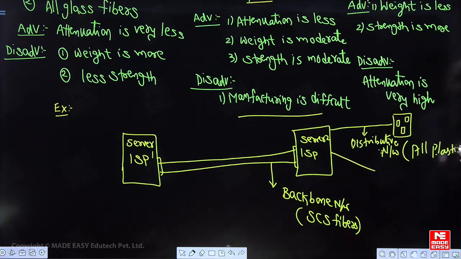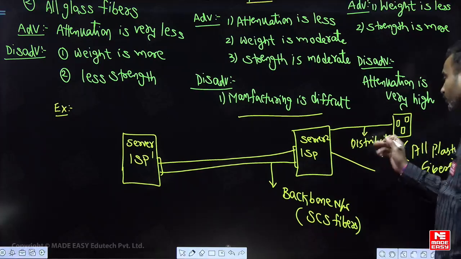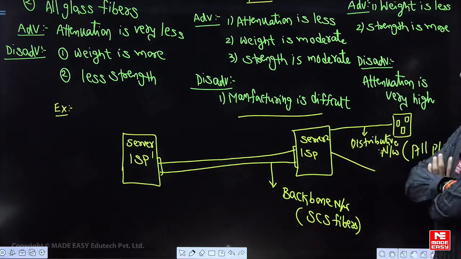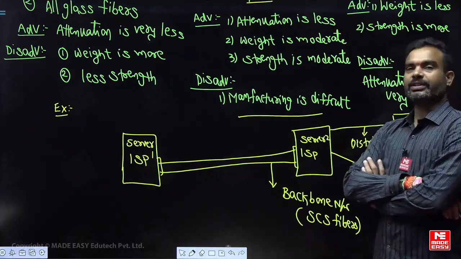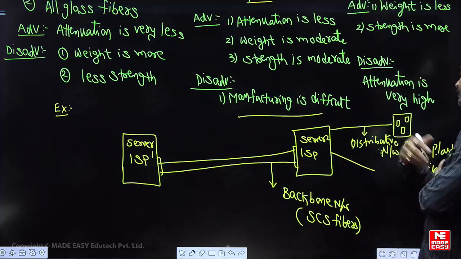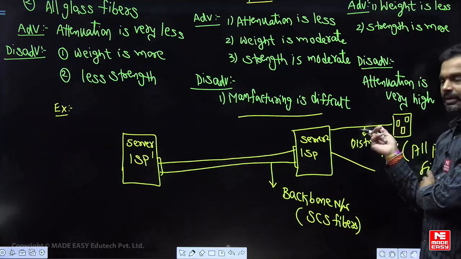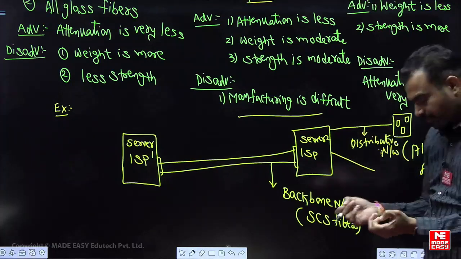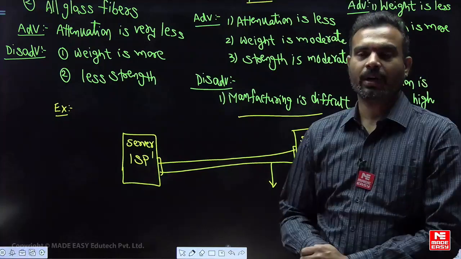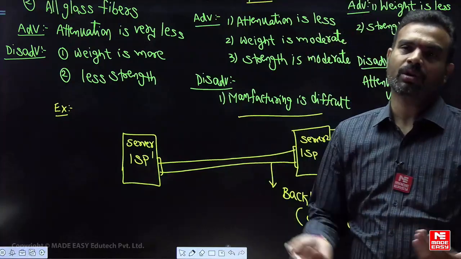All plastic fibers are used for distributed networks, based upon the applications we use it for. Why? Because bending is done here, and sometimes more strength is required. And distribution we cannot do over long distances.